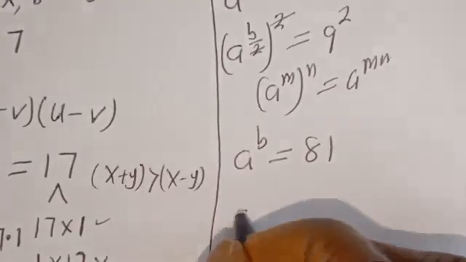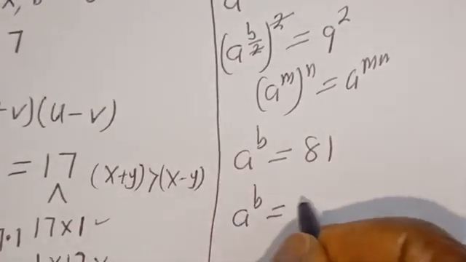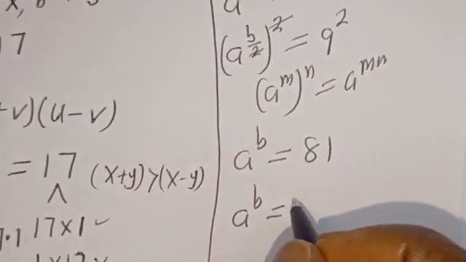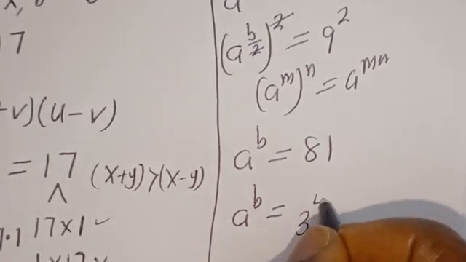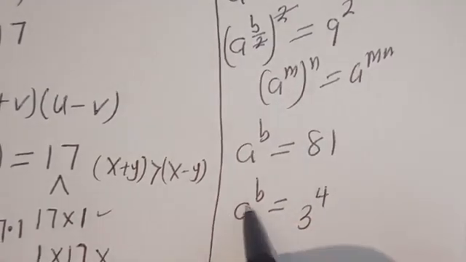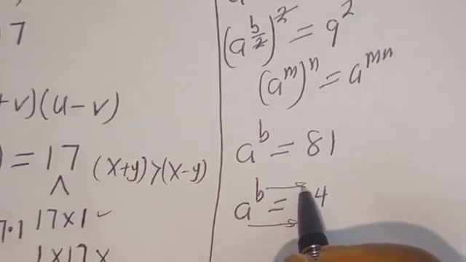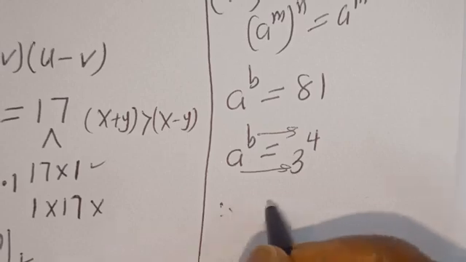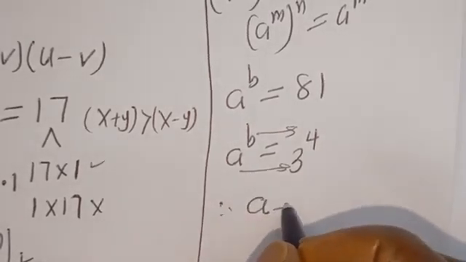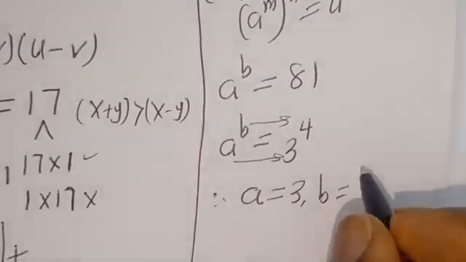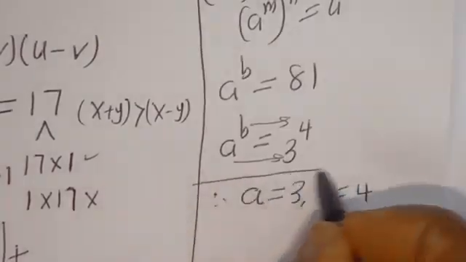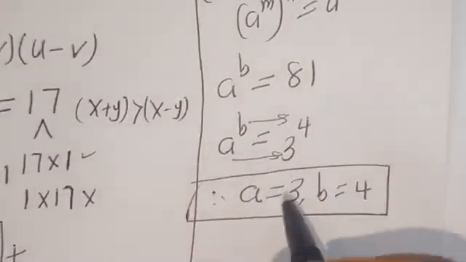Then a to the power of b is equal to 81, which can be written as 3 to the power of 4. If you look at this, the base a is equal to 3 and the exponent is equal to 4. Therefore, our final answer is a is equal to 3 and b is equal to 4. This is the final answer.